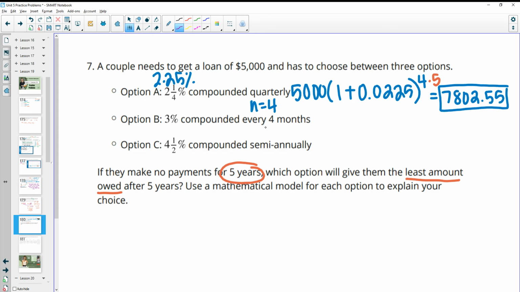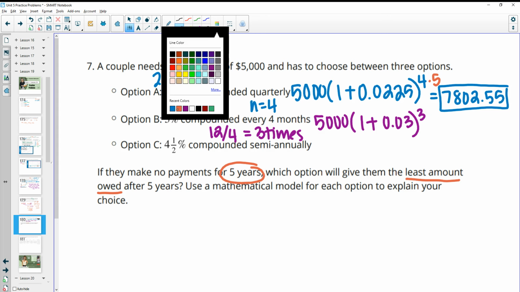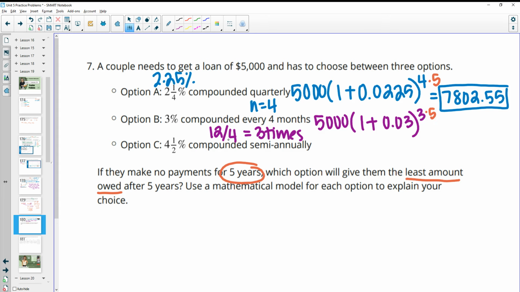Option B has us compounding every 4 months. So remember, there's 12 months in the year. So if we compound every 4 months, that means we're going to be compounding it 3 times in the year. So this one, again, they gave us the compounding interest rate. So we'll change 3% to a decimal. And then we're going to do this 3 times per year for 5 years. So then when we type that into our calculator, we are going to get $7,789.84 for that balance for the loan.